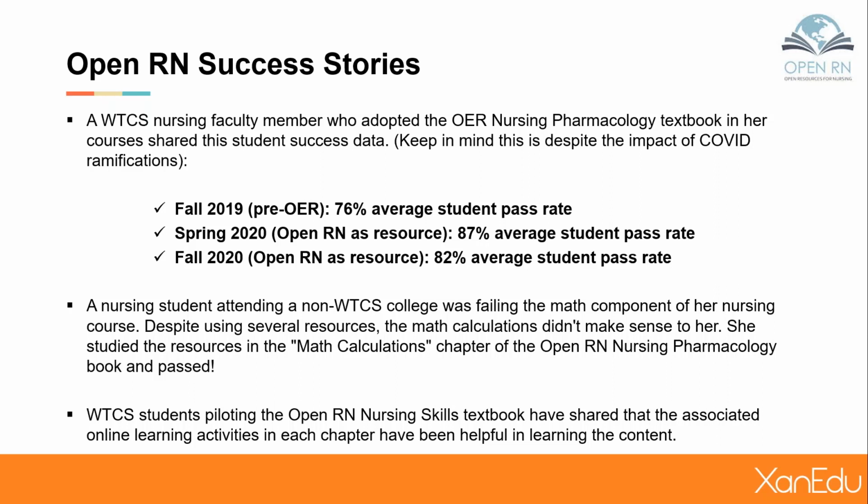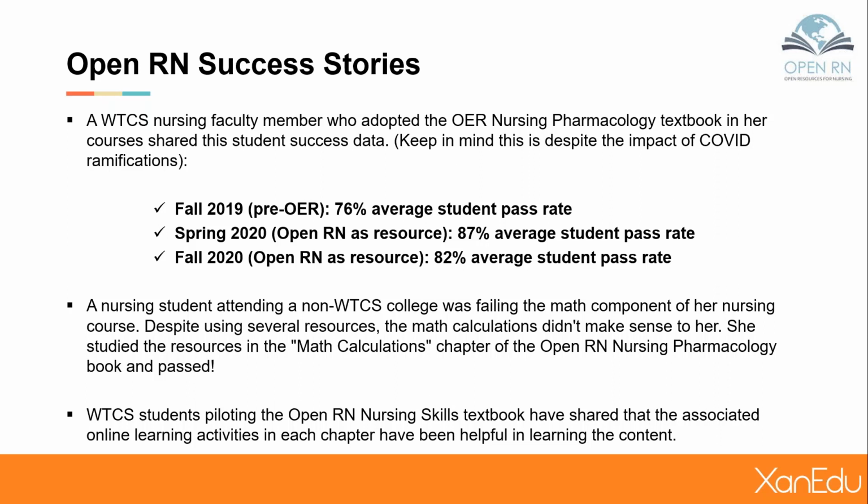We had a nursing faculty member who adopted the first book, Nursing Pharmacology, and she shared some student success data. In fall of 2019, this is pre-OER, pre-OpenRN, she had a 75.8% student pass rate, which is very good. But if you look at the jump in spring of 2020 to 86.9%, and then the fall of 2020 at 81.7%, you can see faculty members are seeing success with it.